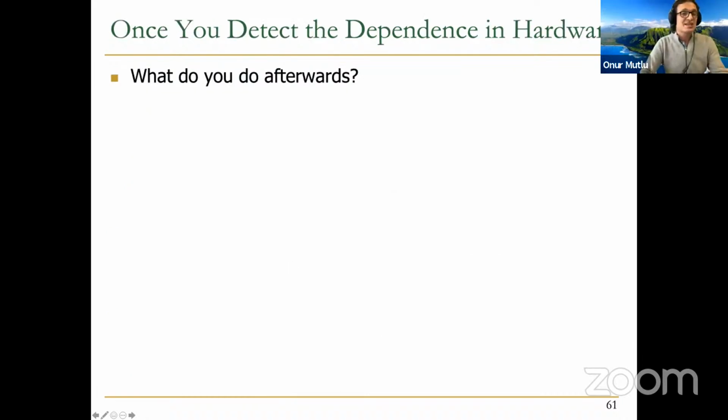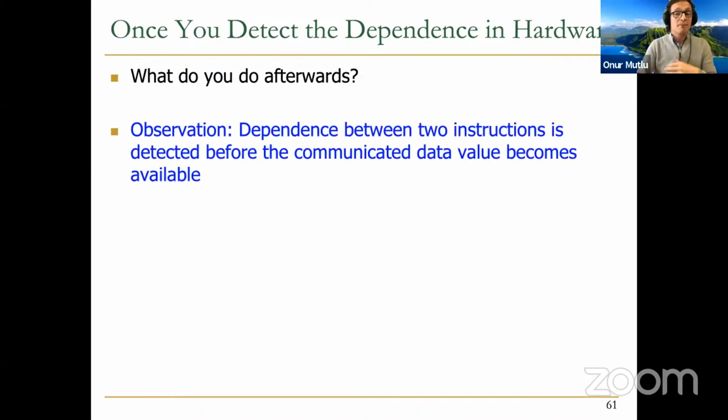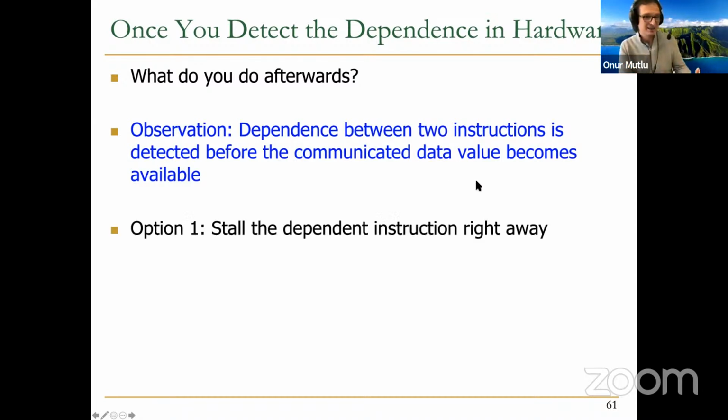Once you detect the dependence in hardware, what you do afterwards is another question. Let me quickly give you the ideas, and we're going to see the implementation in the next lecture. The observation is that dependence between two instructions is detected before the communicated data value becomes available. And you have to do that, actually. There are multiple options. One is you can stall the dependent instruction right away. You can say, I'm going to wait until the instruction that is going to write to the register file writes to the register file. I'm going to stall and wait. This may be low performance, as we will see.